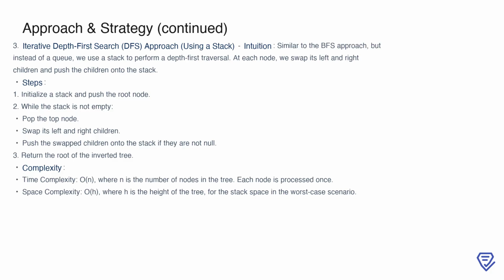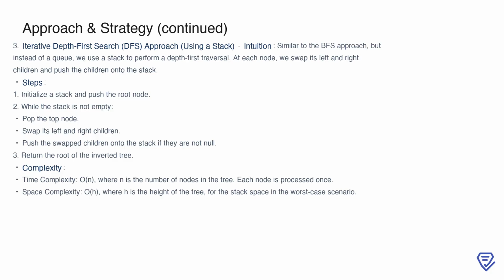To implement this, we start by initializing a stack and pushing the root node onto it. While the stack is not empty, we pop the top node, swap its left and right children, and then push the swapped children onto the stack if they are not null. This ensures that all nodes are processed and their subtrees are inverted.